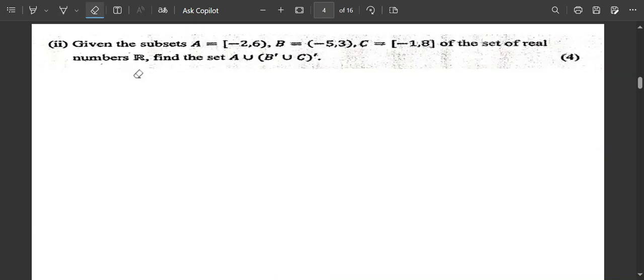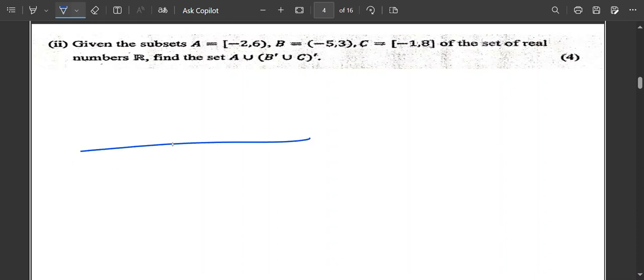Let's go to the next question. So the other question says, given the subsets, now this is an application of what we have been doing. So we'll make a line, all right? So this is our universal set. If you are not given a universal set, you choose the numbers which are what? The biggest and also the smallest.